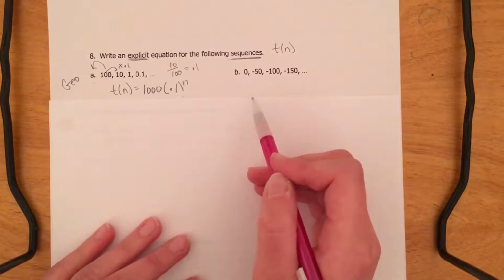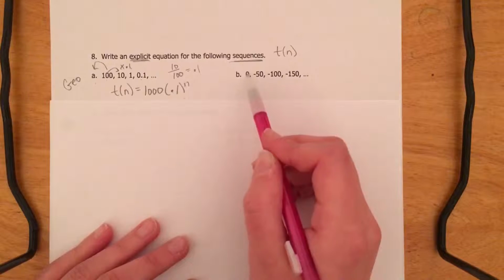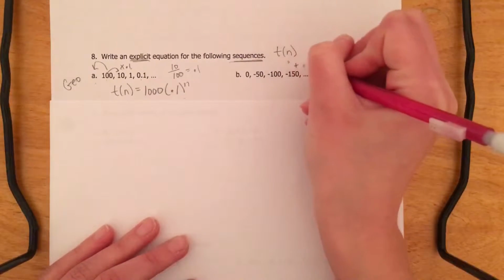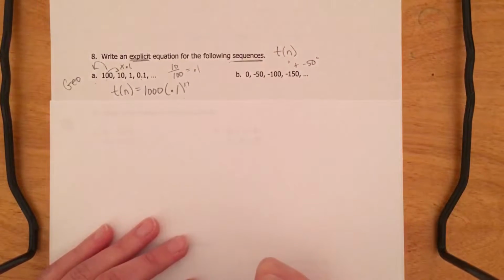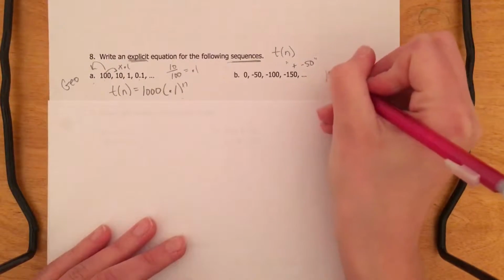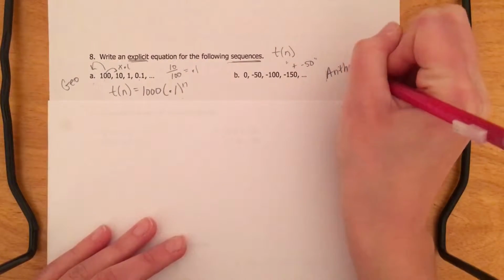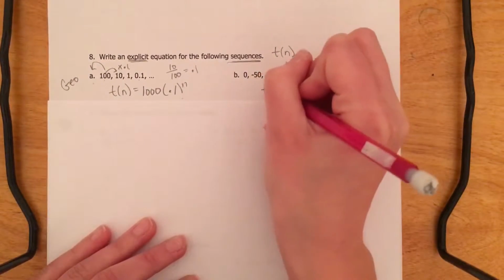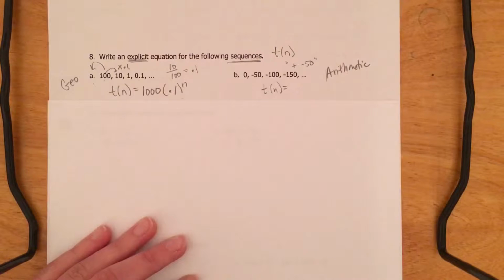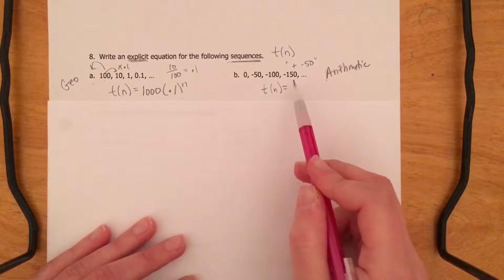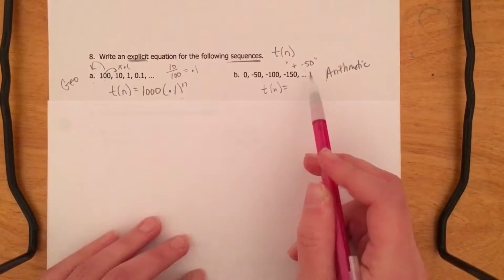For part B, let's see what this pattern's doing. This one is getting smaller by a consistent amount every time. Let's say we're adding negative 50. Okay, you're kind of losing 50, but we like to say adding because that makes us think of the arithmetic sequence, okay? Which this equation, it's going to start with t of n again, but it looks really similar to mx plus b, y equals mx plus b, like a line, because this is consistently adding a constant amount, and in this case it's losing a constant amount of 50.